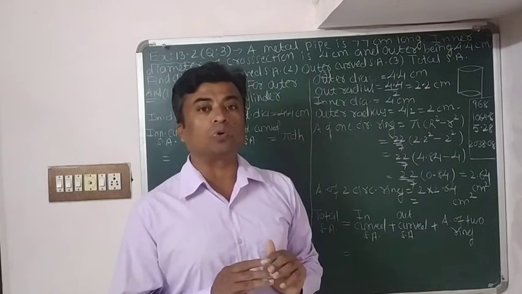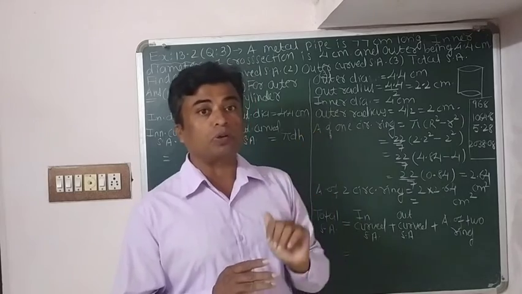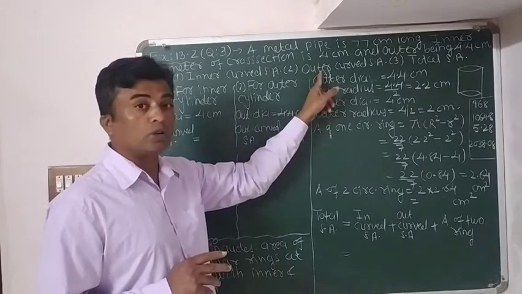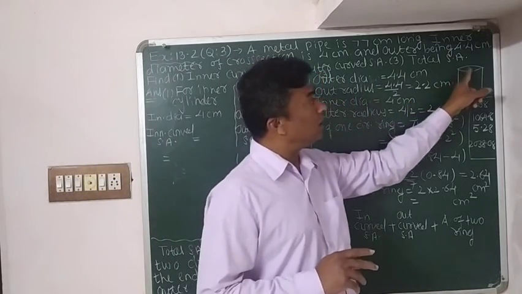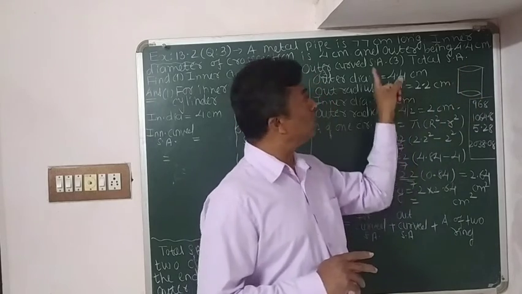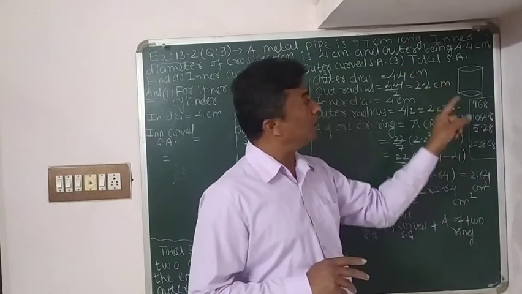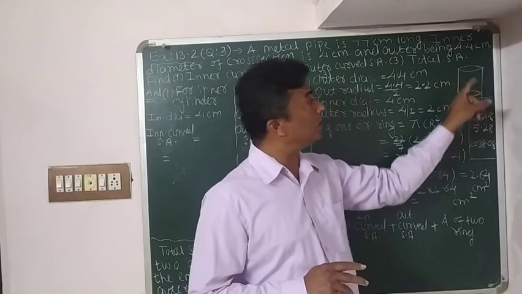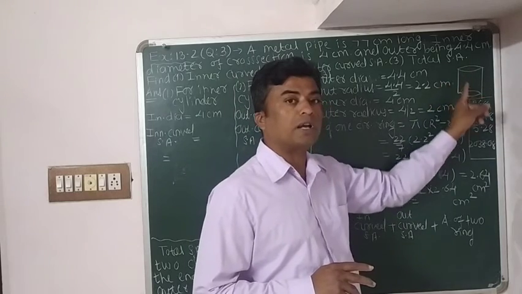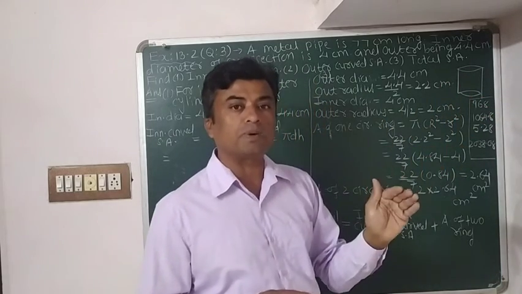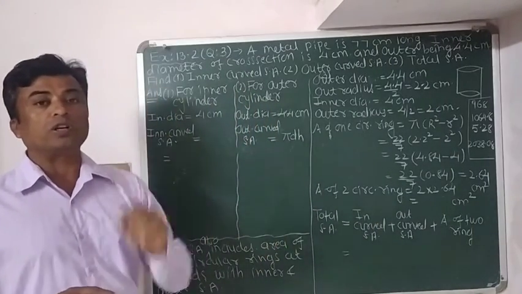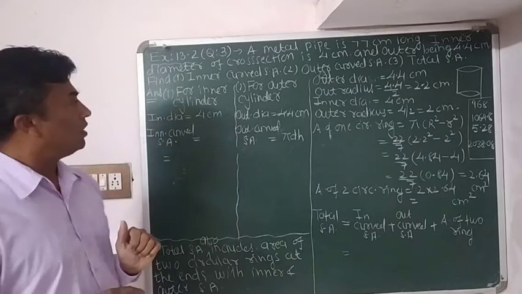How can we identify the total surface area? To identify the total surface area, we will add the inner curved surface area, the outer curved surface area, and the area of the circular ring which is available upside and downside. So first we will identify question number 1, the inner surface area.